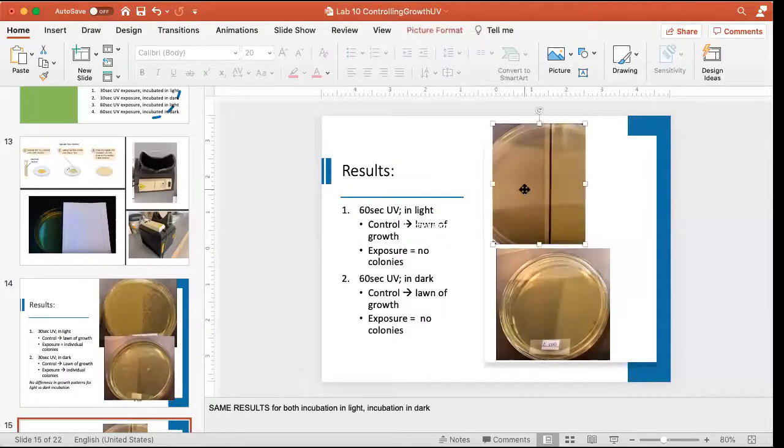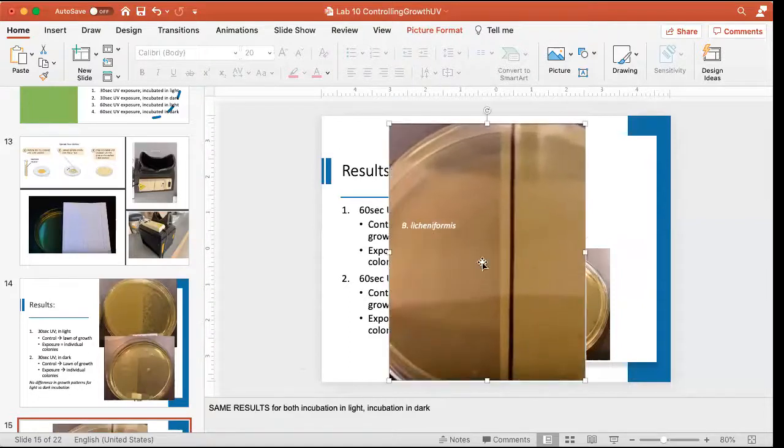Here's the 60-second plates. Take a look at this. Here's the side where we were covered. Here's the side where we exposed to ultraviolet. This was for 60 seconds. This is a lawn of cells. There are cells growing on every inch of this agar, creating this film, this yellow greenish looking film of cells. Over here, nothing. There are no colonies over here.